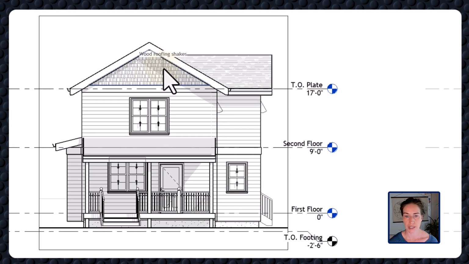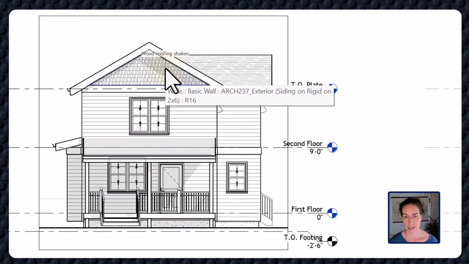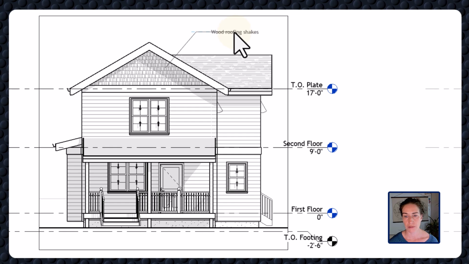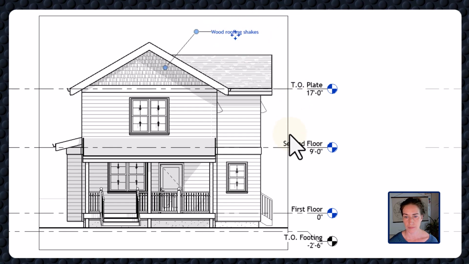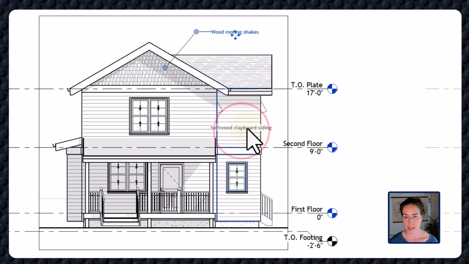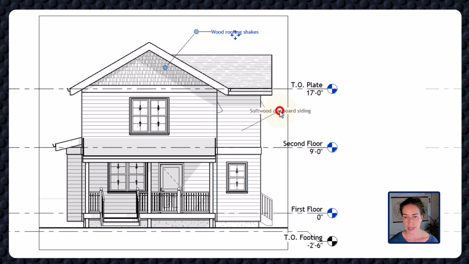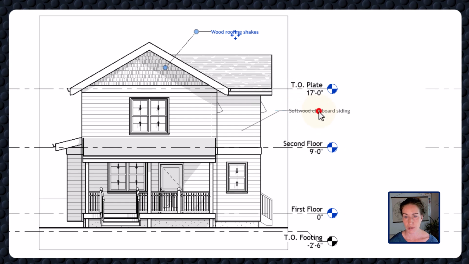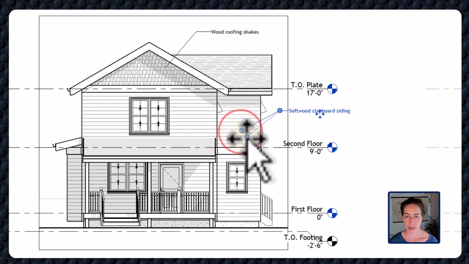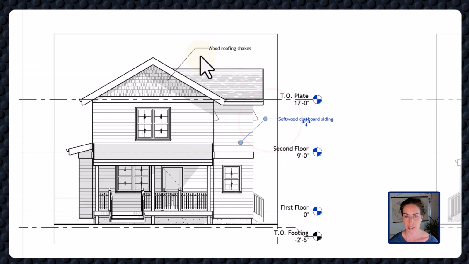I'll first hover until I see the material label I'd like and then click. I can then click again to create a bend in the leader and one more time for the actual text location. I'll do that for the siding as well. I'll click the material and then off to the side to create a bend and one more time for where the words go. I can then use any part of the grips to adjust the location.